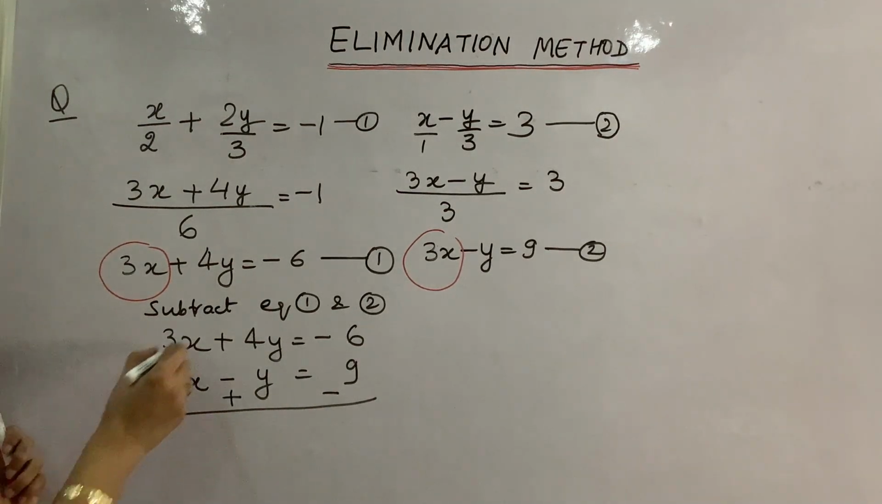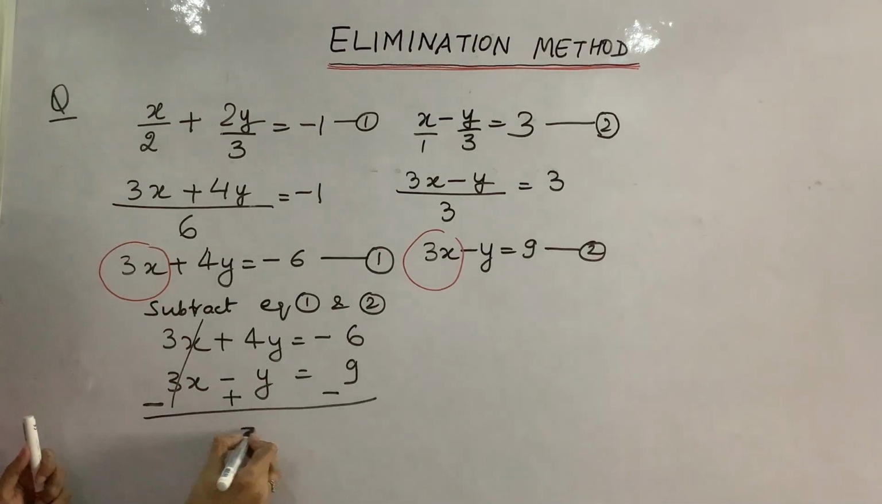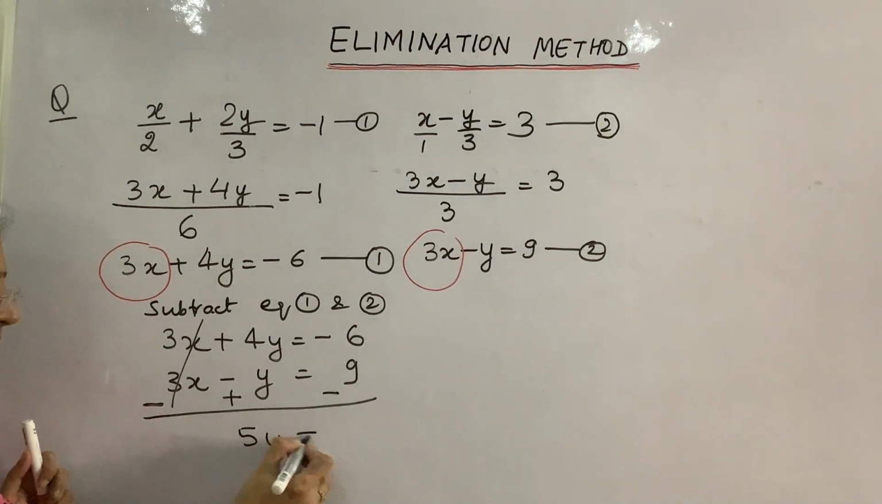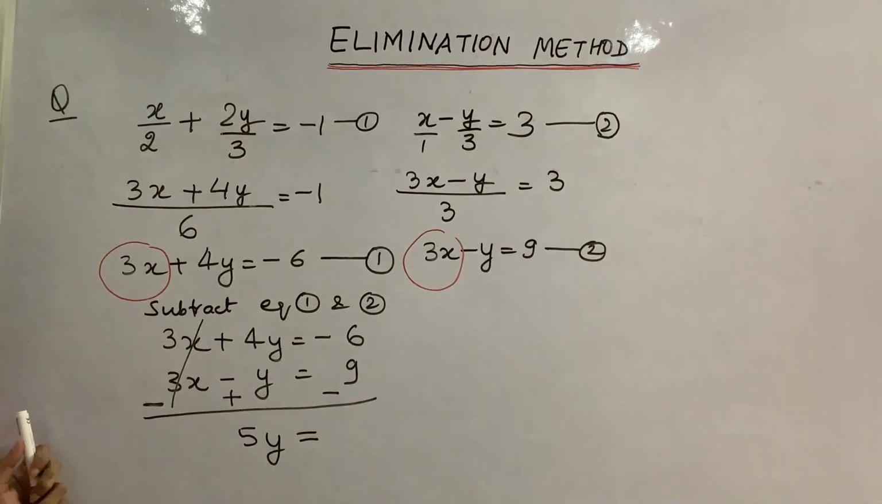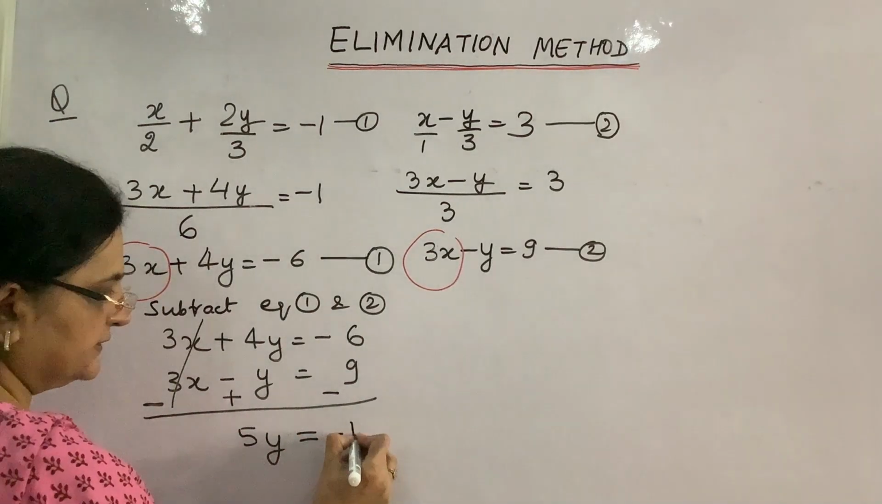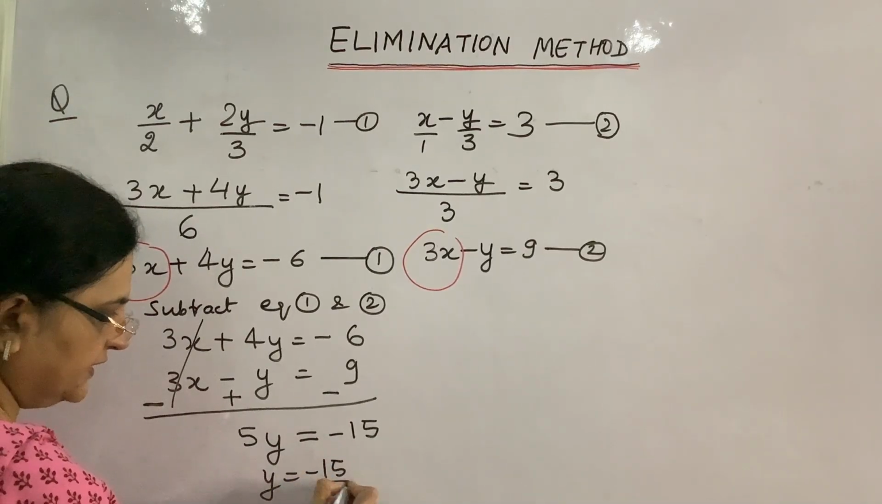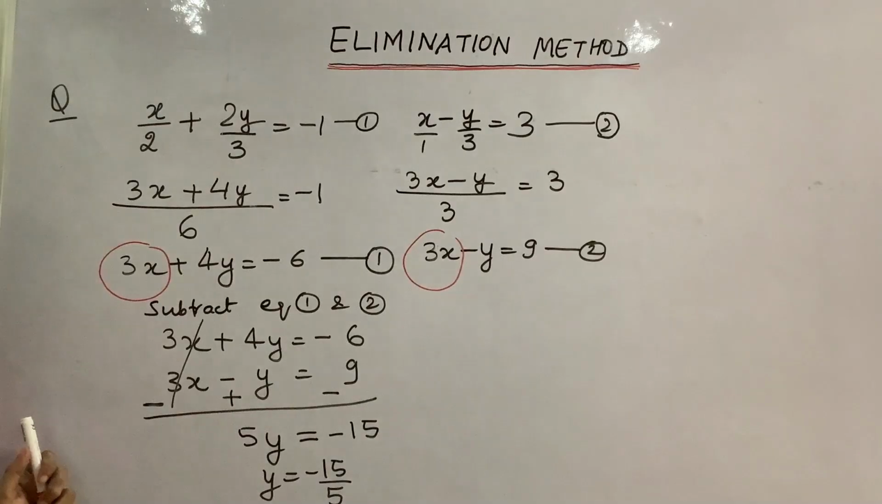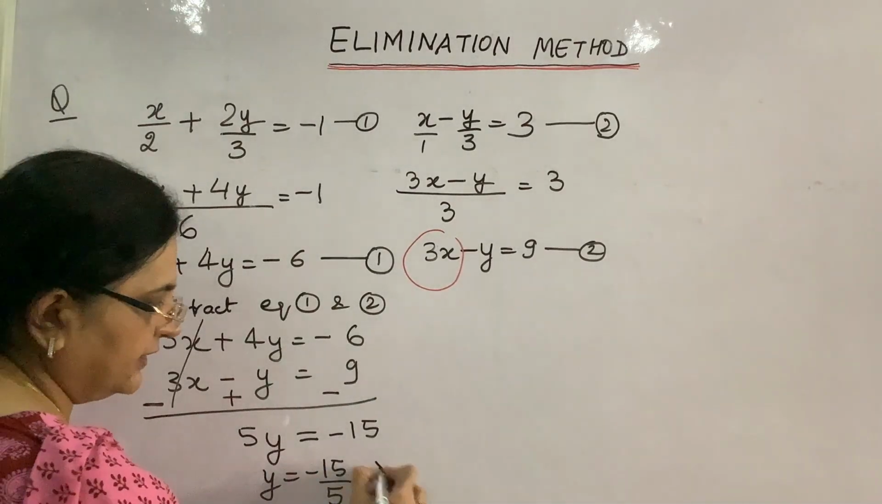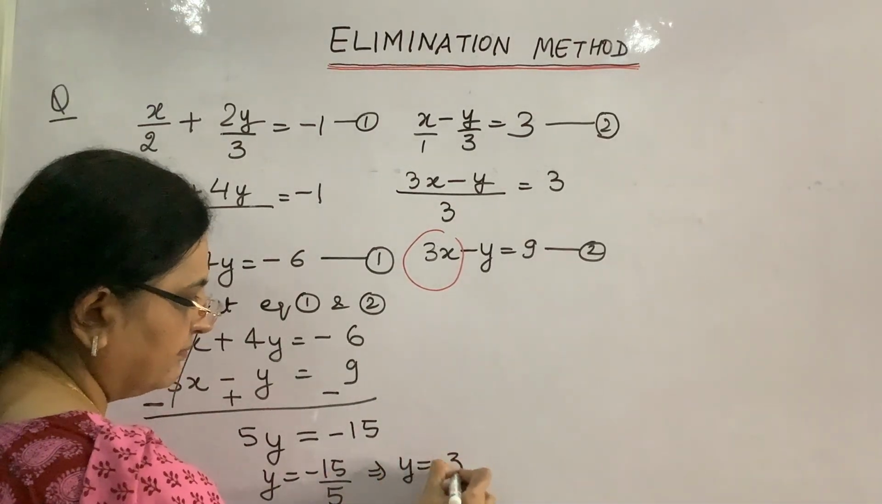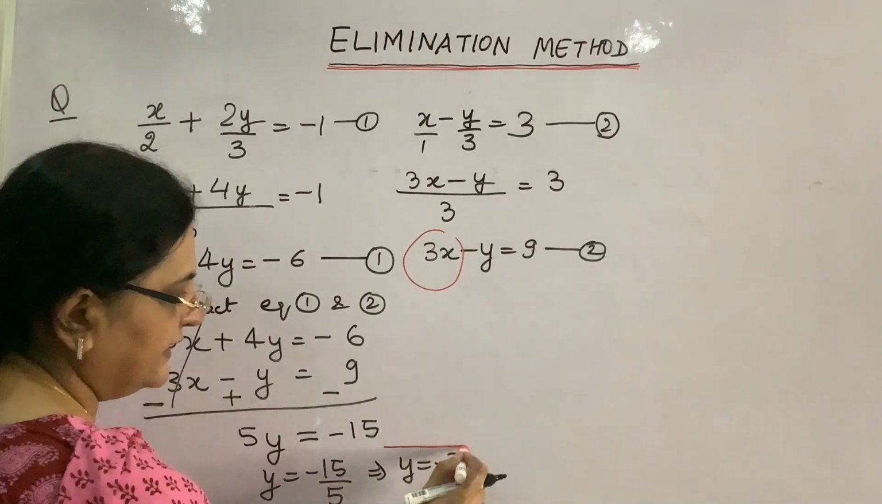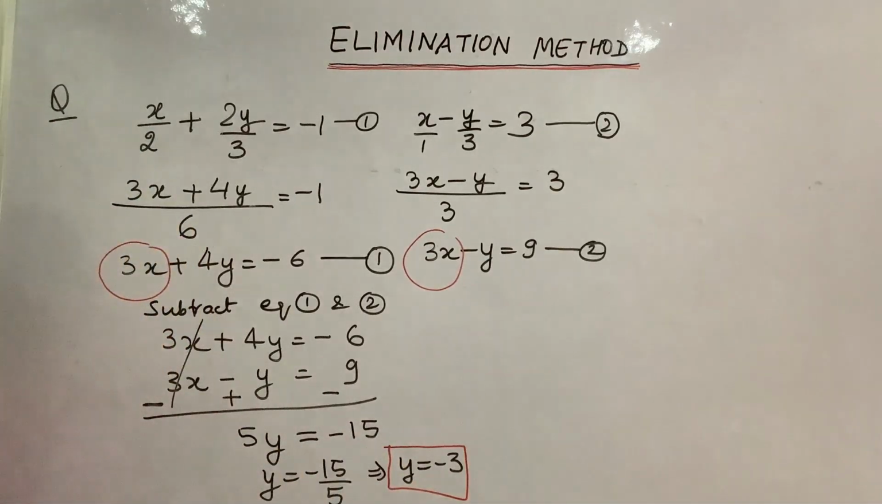Now what do we do? When we operate, this gets cancelled. Plus 4 and plus 1 becomes 5, and minus 9 and minus 6 become minus 15. So y will become minus 15 upon 5, and when you cancel, you will get the value of y as minus 3. So one value of the variable we have already got, y is equal to minus 3.